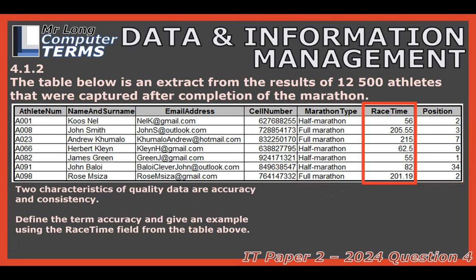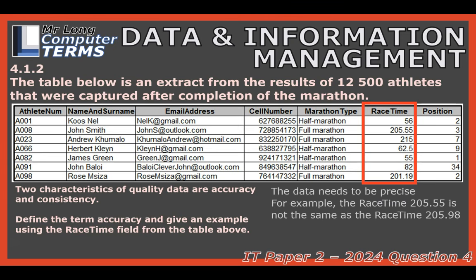Now let's go to our next question where we have characteristics of quality data or accuracy and consistency. So define the term accuracy and give an example using the race time. Well, accuracy means we need the information to be precise. It needs to be exact. And in this case, we can see that that information is down to the split seconds. So we can see the difference between someone who finished in 205.55 compared to 205.98.